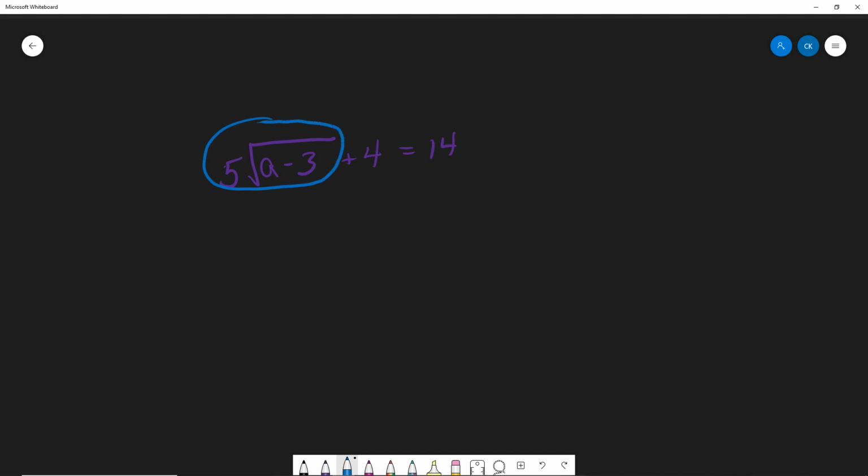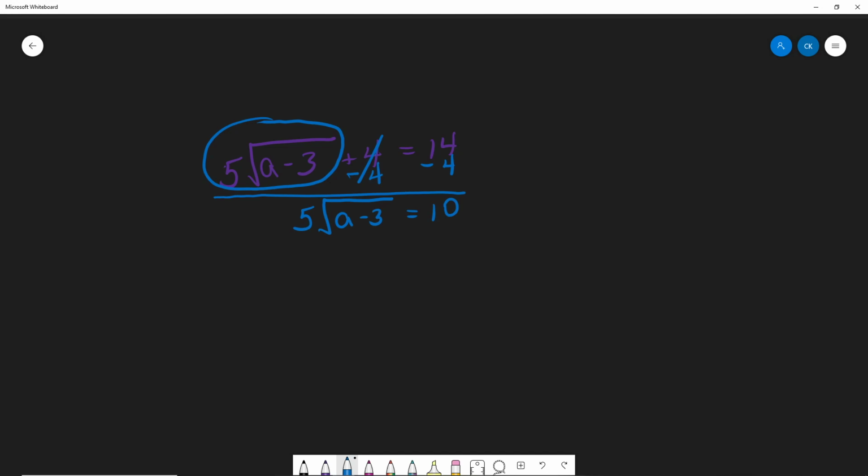So I want to get this part by itself first. We'll deal with the 5 in a second, but I want to get this by itself, so I'm going to subtract the 4 from both sides. That's going to be the first thing that I want to do here. So when I subtract the 4 from both sides, that's going to cancel. I'm going to be left with 5 times the square root of A minus 3, and then 14 minus 4 is going to give me 10.